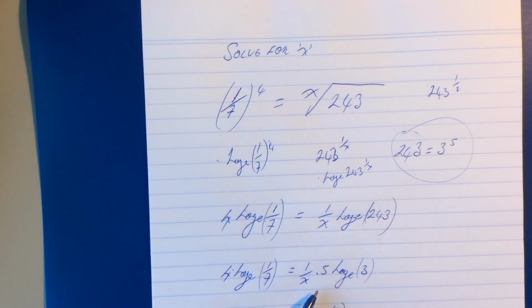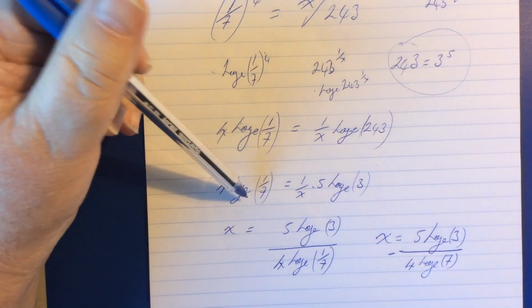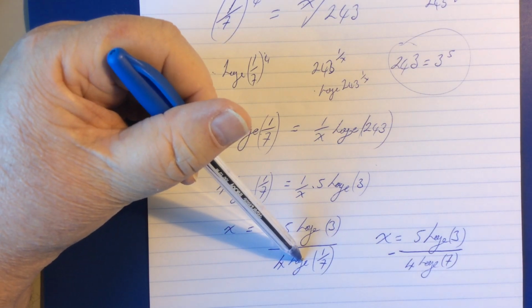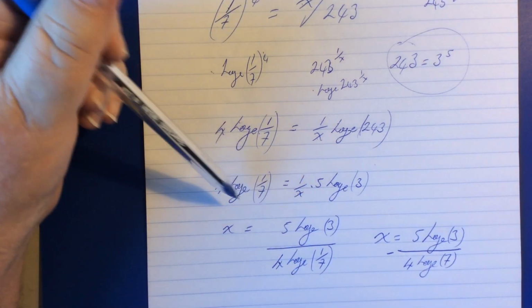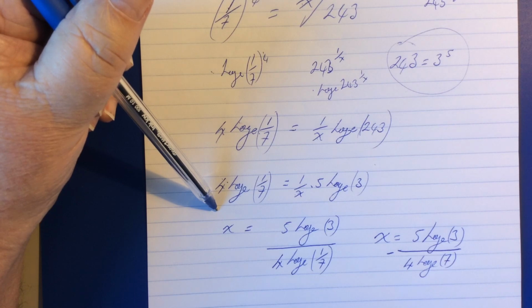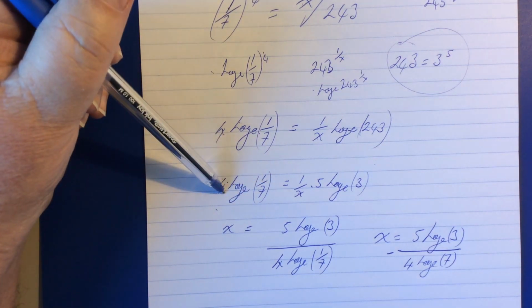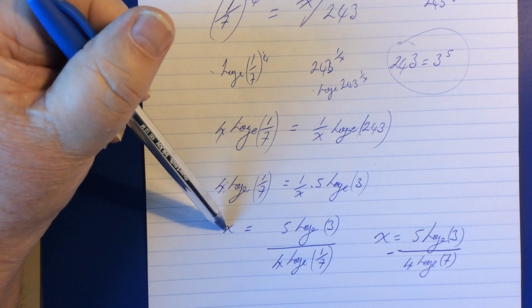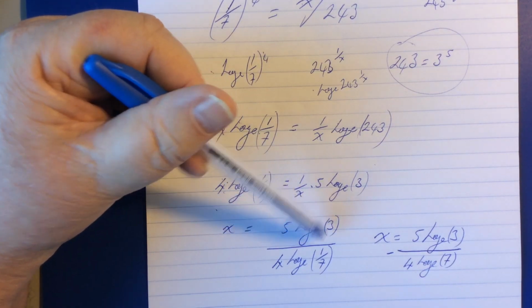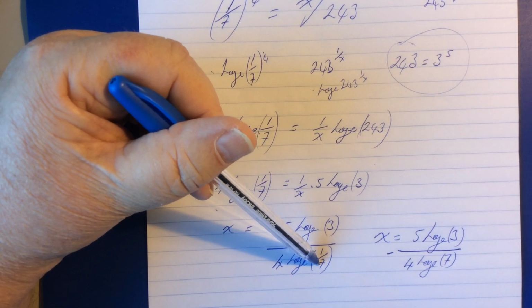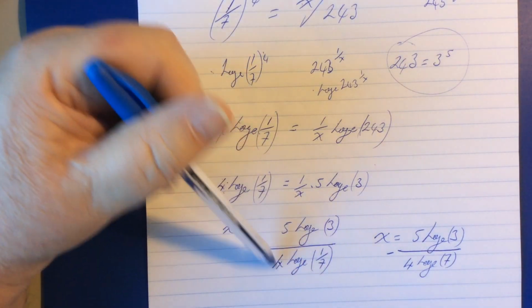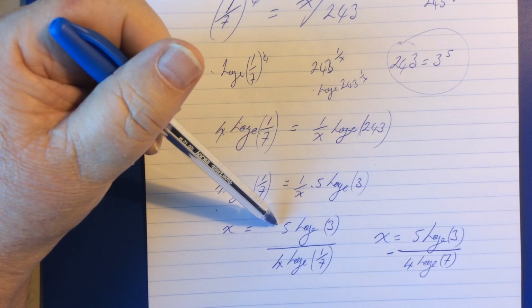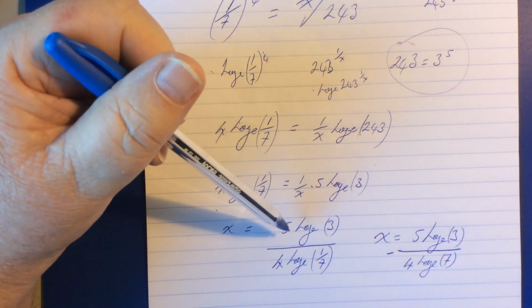What we're going to do is multiply both sides by x, and then divide both sides by this, which has this net effect. So this winds up over here dividing, x winds up here multiplying. And as that disappears and this disappears, what we're left with is x is equal to 5 log e 3 over 4 log e 1 over 7. I think that this is acceptable, but if you want to go a step further, you can rewrite this bottom part of the equation.